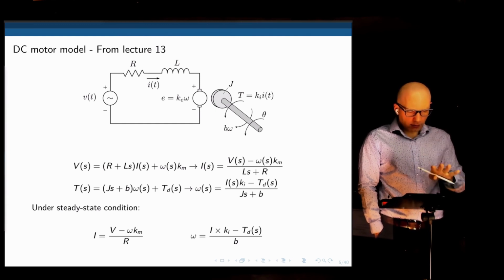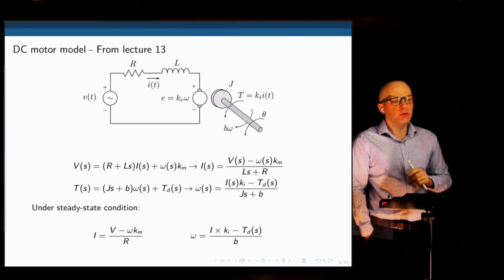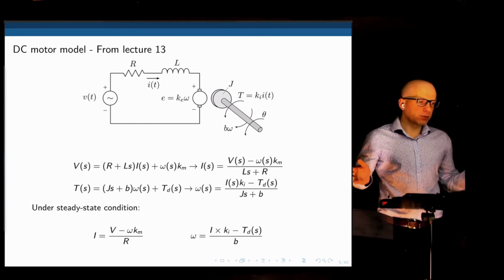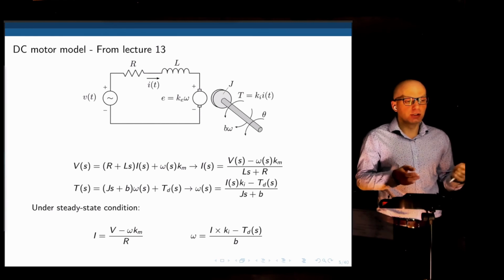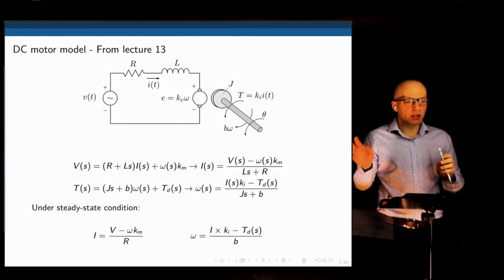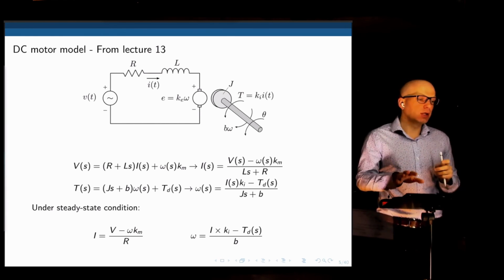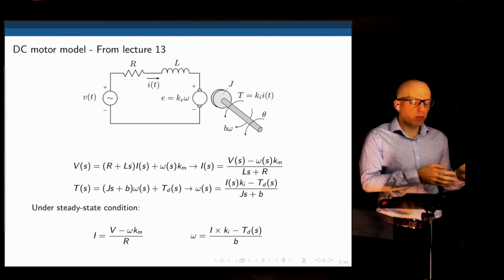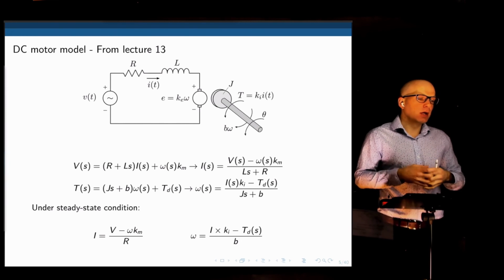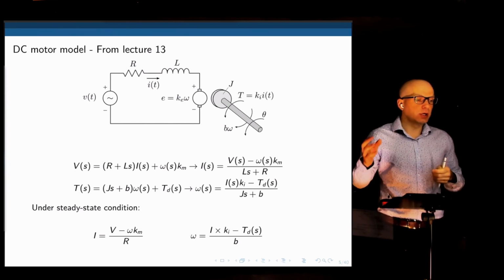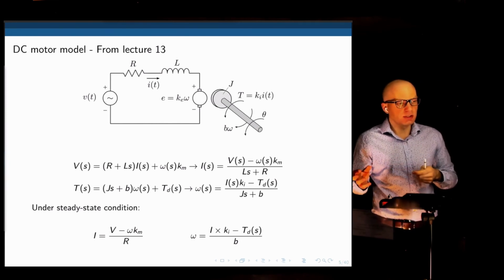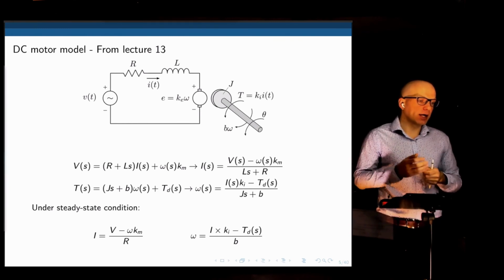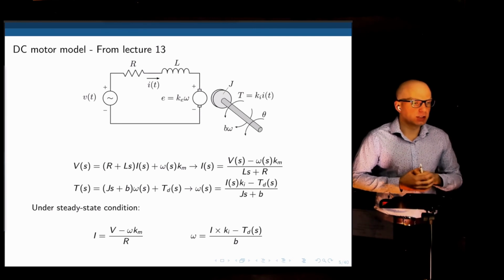So let's look back at lecture 13. We developed this model for the DC motor. We have two parts: the electrical part and the mechanical part. We developed two equations, one that balances the voltage in the electrical part, the other that balances torque in the mechanical part. And the link between these two parts is the back EMF generated as a result of rotor rotation in the stator, and the torque generated in the rotor as a result of the current flowing in the stator.